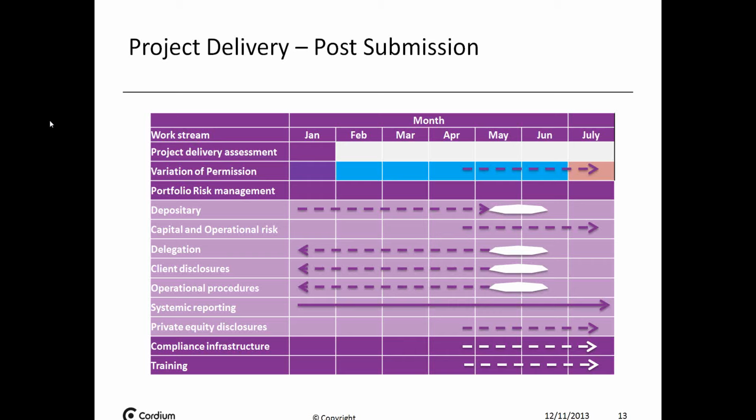In particular, once you've determined who your depositories are, you can talk to your administrators and prime brokers in relation to the delegation activities. In fact, we believe the depository will help you with that. All this information and all these ideas will have an effect on your client disclosures, on your operational procedures, and on your day-to-day activities.